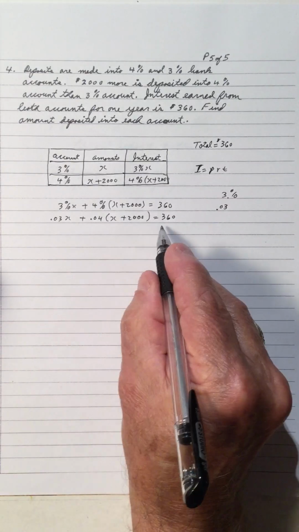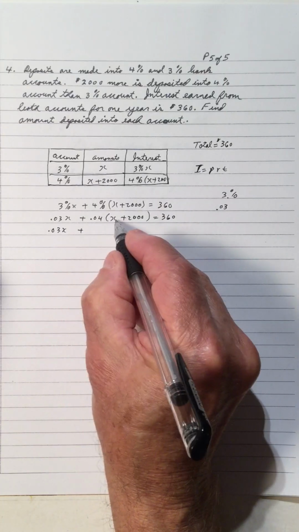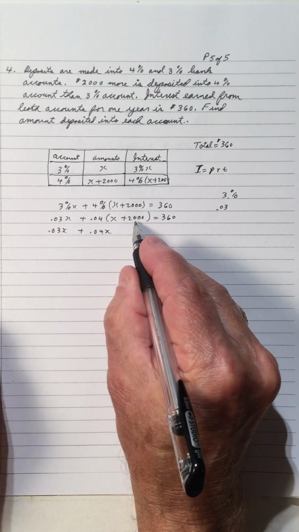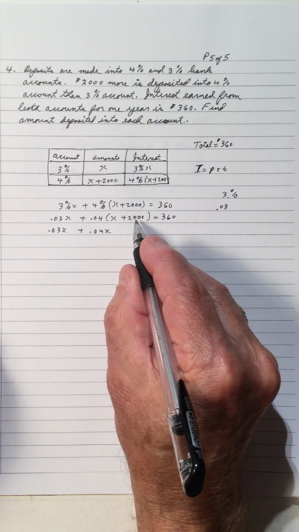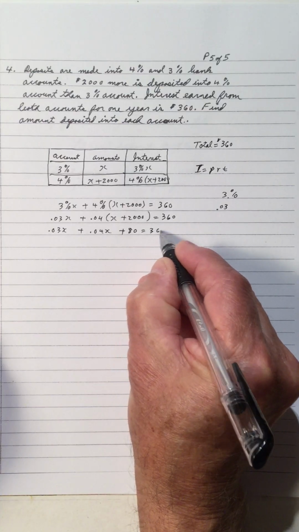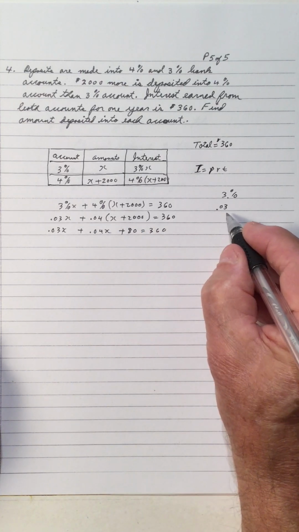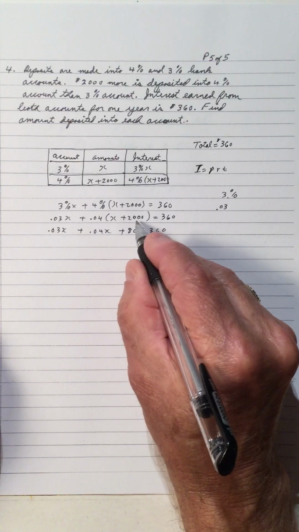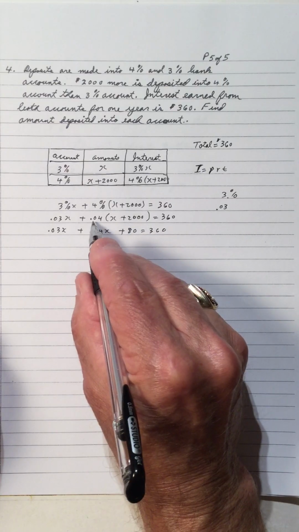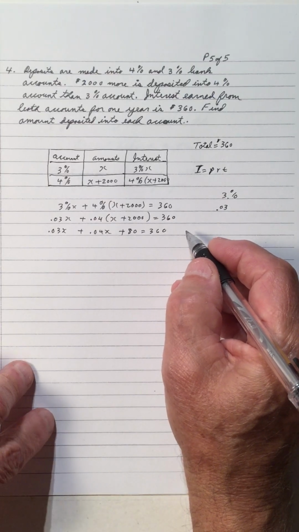Now let's simplify this equation, solve it for X. So 0.03X plus 0.04 times X, and 0.04 times 2,000 gives us 80. Again, use a calculator, 2,000 times 0.04. You move the decimal, or you multiply by 4. 4 times 20 is 80. Or you can use your calculator.